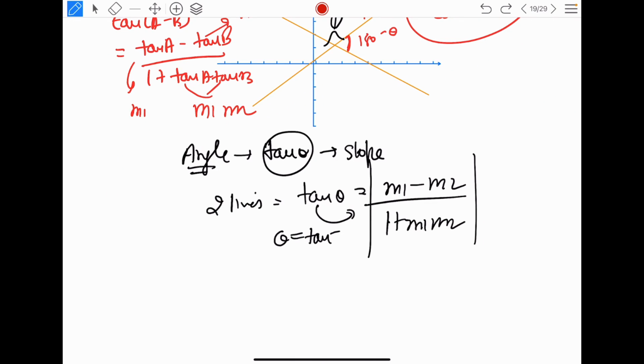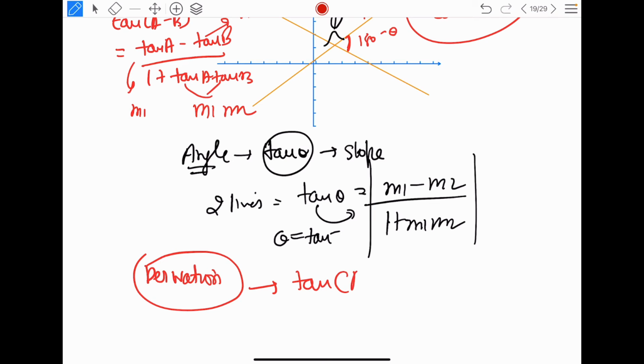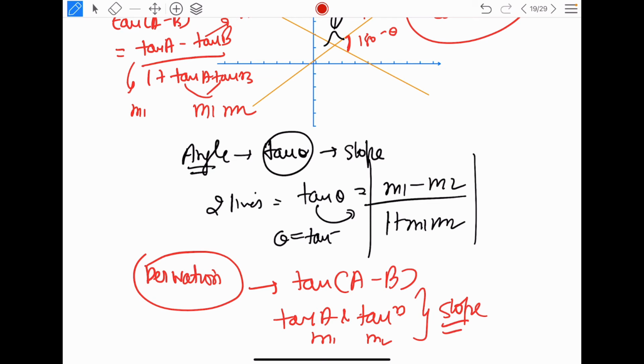The derivations are not asked, but this is just for understanding. To get the derivation, you just need to know that this is the tan of A minus B formula, and tan A and tan B individually are your m1 and m2, because the slope of a line is tan theta. So A is line 1, B is line 2.